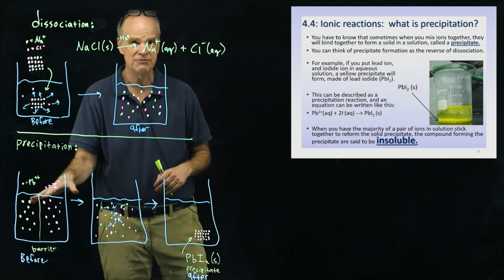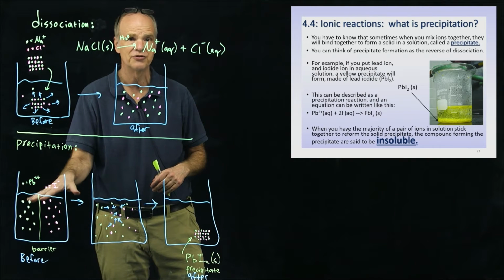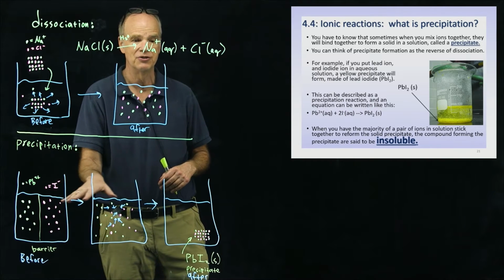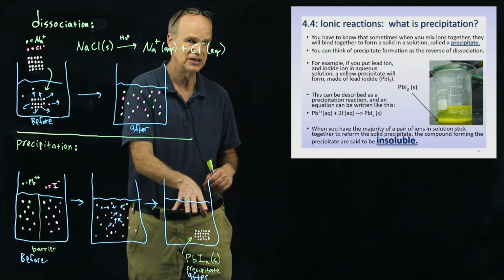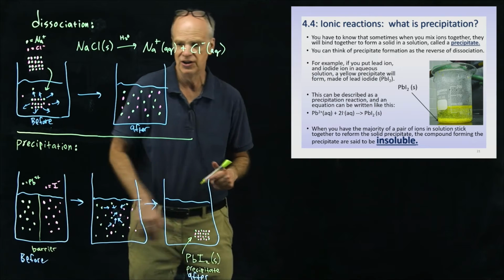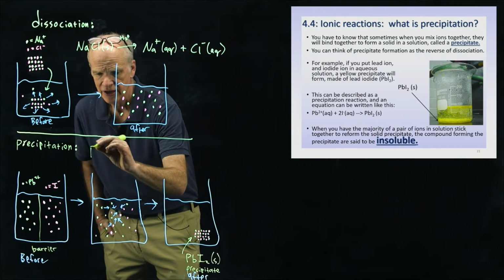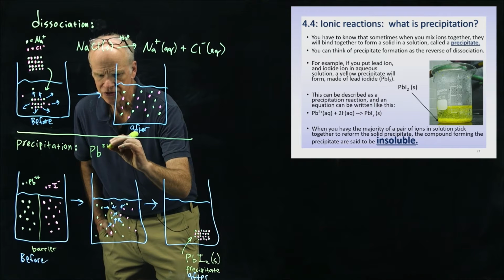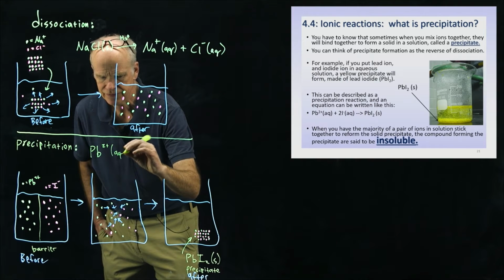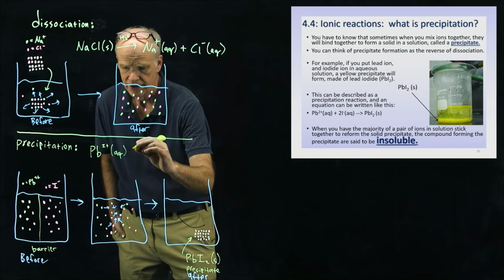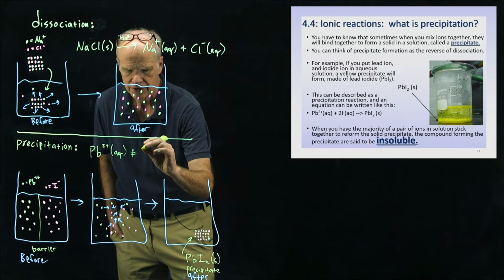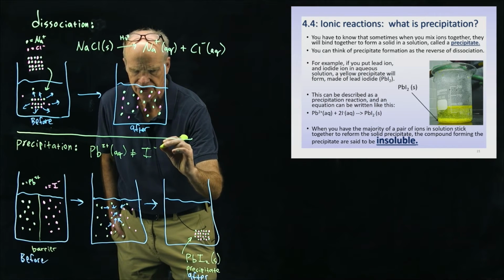You can see that with precipitation, we're starting out with free ions dissolved in water, and then they stick together in the end to reform the solid. So I want an equation that describes that. It'd be something like this. I have lead ions, which are 2+ in aqueous solution. Then I have iodide ions in aqueous solution.